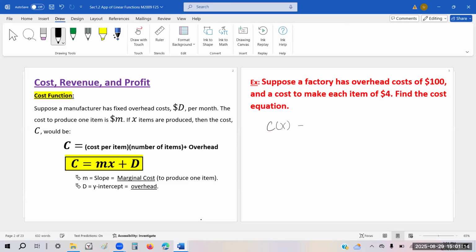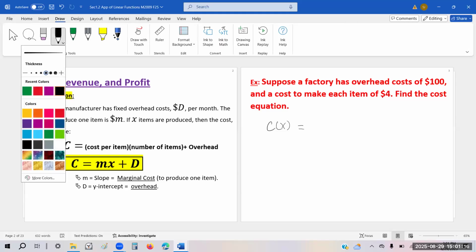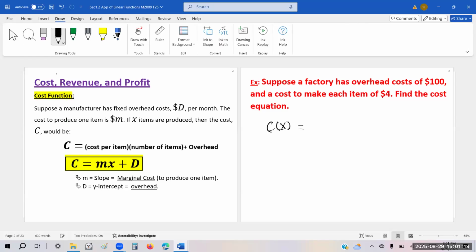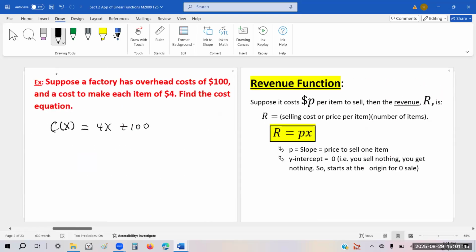So we write C of x equals, my ink is too long now, C of x equals 4x plus 100. $100 is the overhead cost. Overhead means monthly bill. So monthly bill plus cost per item. However many items you're going to buy, that times cost for each item. Easy, right? But you're going to use that in your life. Just wait till you're an adult, if you're not already using them. You are going to use them.